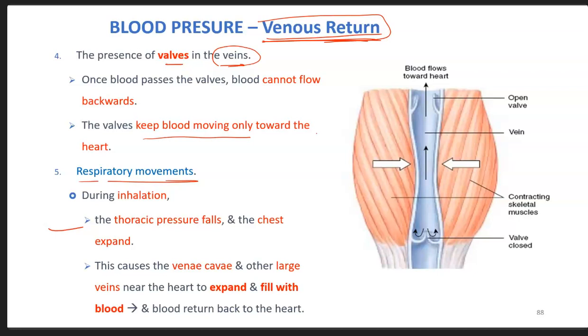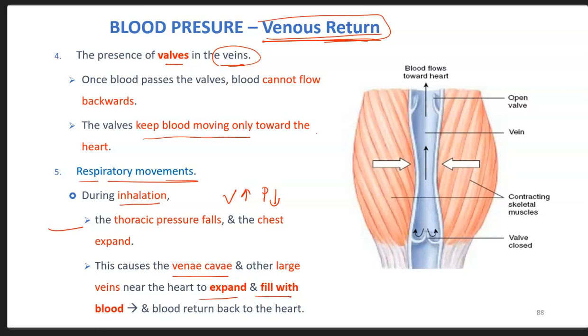So the thoracic pressure falls. If you inhale, obviously the volume in the thoracic cavity increases. You studied physics, right? When volume increases, what happens to the pressure inside the thoracic cavity? It falls. So the thoracic pressure falls, and therefore the chest expands. This causes the vena cava and other veins near the heart to expand as well and fill with blood, and the blood will return back to the heart.